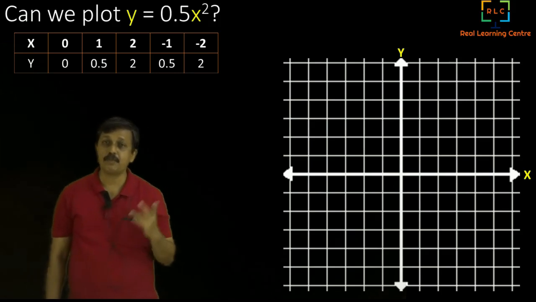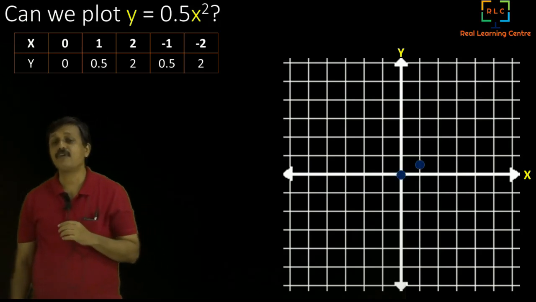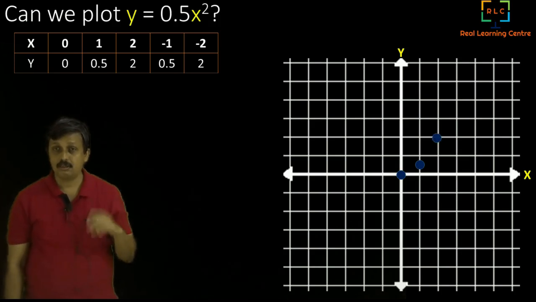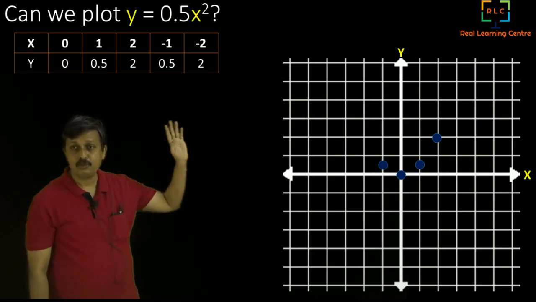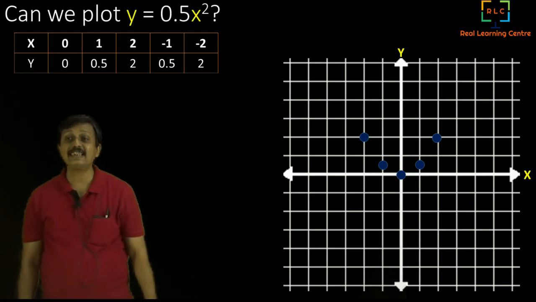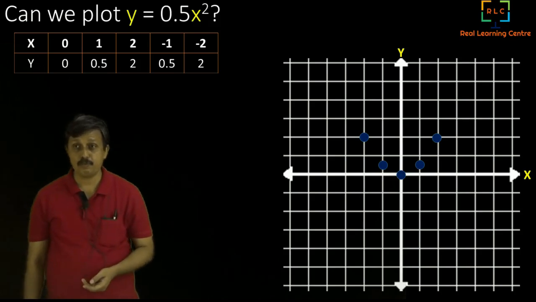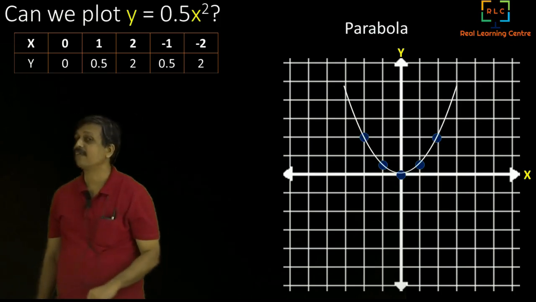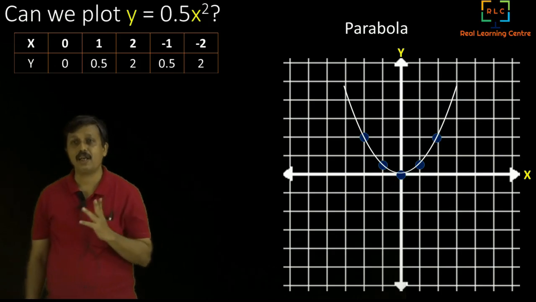And we can now start plotting this: 0, 0, and then 1, 0.5, you go 1 to the right and 0.5 up, then 2, 2, and then you go to -1 and 0.5 up only, -2 and 2 up only. So you get points like this. These are not part of a straight line. You cannot join all these four, five points using a straight line. Instead, we can join using some kind of a curve. With this curve, we call it a parabola. Okay, this is a parabola.